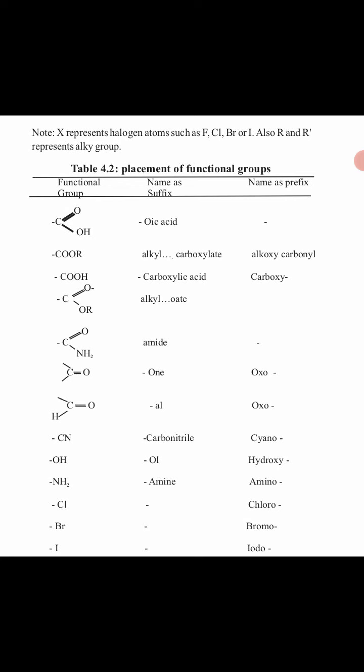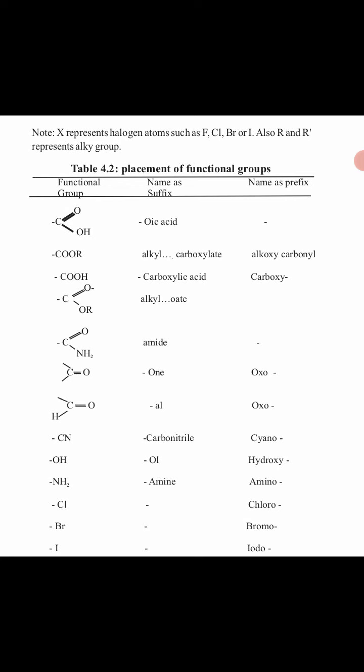Then COOH, like I've explained before, is only used as a suffix. Even when you use it as a prefix, it is still pronounced as carboxylic acid. CONH2 is also only used as a suffix. That's amide: propanamide, pentanamide. So that's for that.